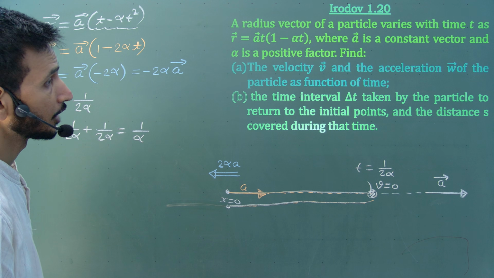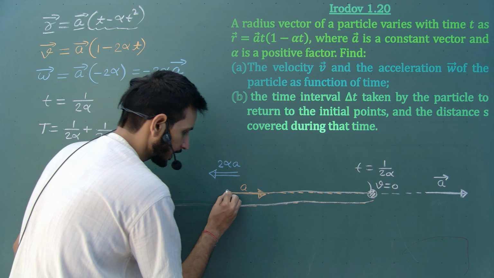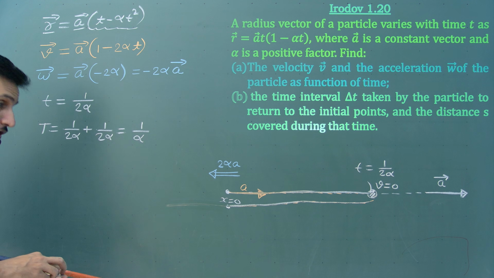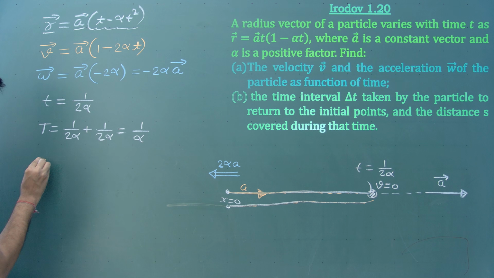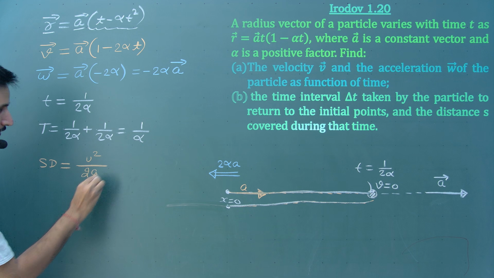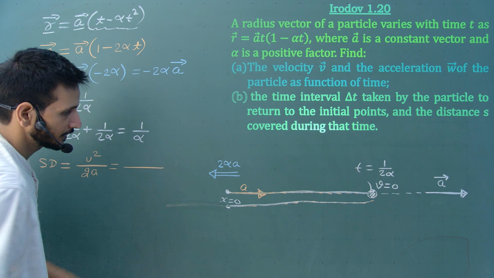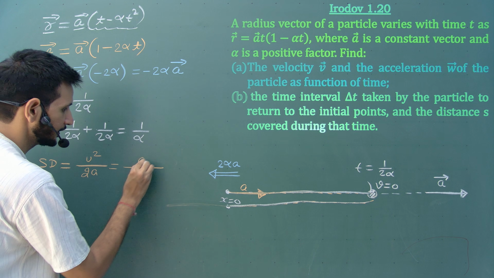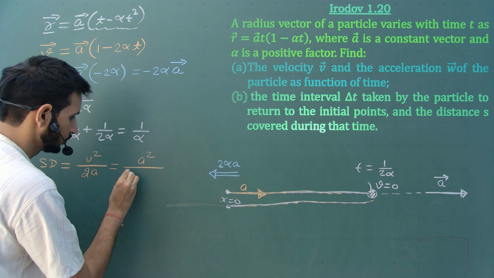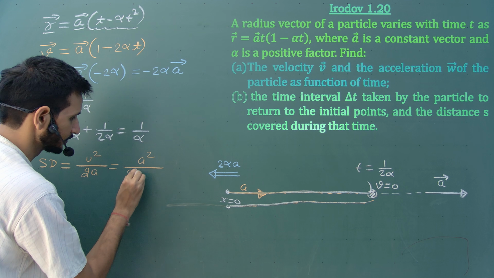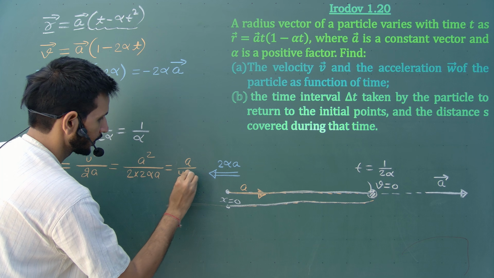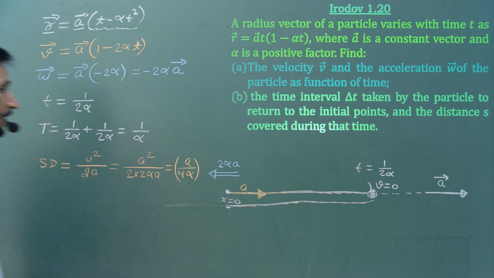Now the distance traveled. We know that from kinematics this distance is the forward distance, or we call this distance the stopping distance. The formula of stopping distance is u square divided by 2 into acceleration. What is the initial velocity? Initial velocity is a. So it is a square divided by 2 into acceleration. This is the acceleration, 2 alpha a. So this is a divided by 4 alpha. So this is the stopping distance.